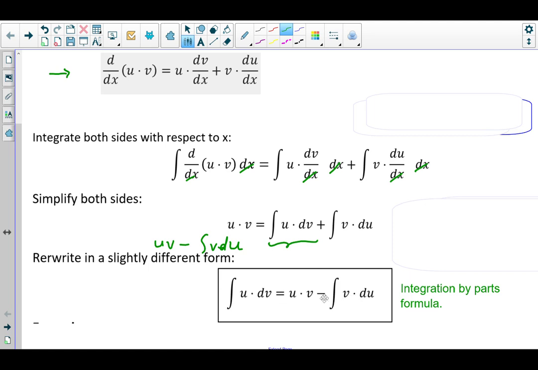So you might say, what kind of formula is this? We're integrating something and we end up with another integral, right? Well, the idea here is we're going to end up with a much easier integral on the second iteration, and that's going to help us solve the original question.